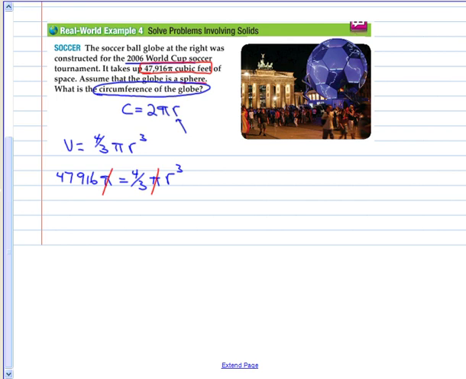Well, we can divide both sides by pi, and that is gone. How do we get rid of the 4/3? I hope I am hearing multiply by the reciprocal, which is 3/4. That would get rid of the 4/3, multiplying by the reciprocal. So this will give us our radius cubed when we are done. So let's see what we get. If we take 3/4 times 47,916, 35,937 is what I'm getting.